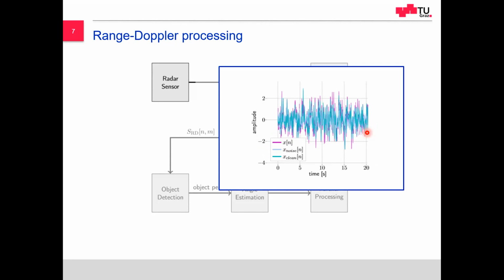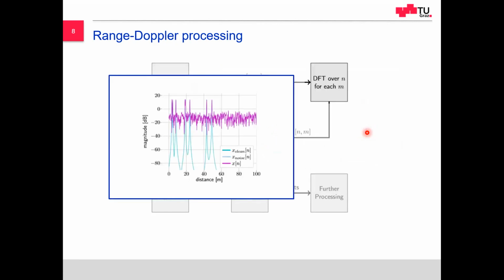And in the simulated case, such a signal could look like this in the time domain. So it consists of the object reflections as well as the noise, for example, from the receiver. And then in the next step, a discrete Fourier transform is performed over all the N fast time samples for each of the M ramps. And in the image, you can see such a simulated signal, and we have peaks at the positions where we have objects within the radar's environment.